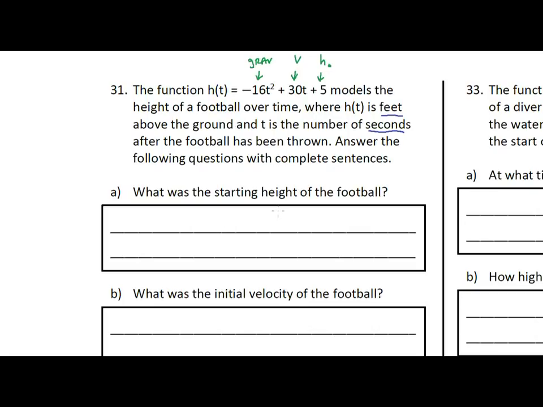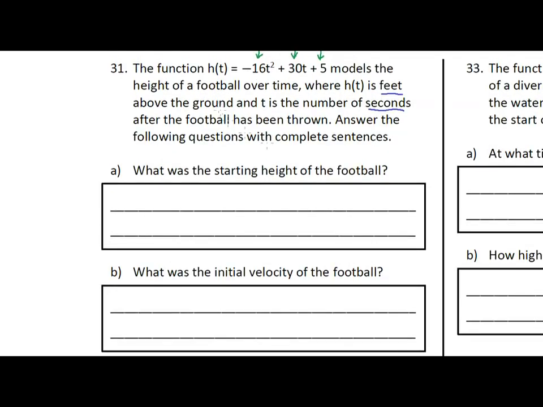You should write this in a complete sentence, and I'm not going to write it. The starting height was 5 feet. Anything like that. Here's your starting height, 5 feet. What was the initial velocity? The initial velocity was 30, and then your unit of measure is going to be your distance over your time, so height over time. So I'll give you your unit of measure. It's going to be feet per second. So the initial velocity was 30 feet per second.